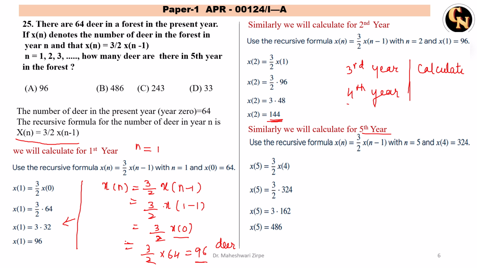Once you get the fourth year, you can calculate the fifth year, because for this formula you require x of 4, the fourth year, and x of 4 is 324. When you multiply and calculate, the fifth year comes out to be 486. So the correct option is B, that is 486. The formula was already given to you; you just had to substitute the values and get the answer.